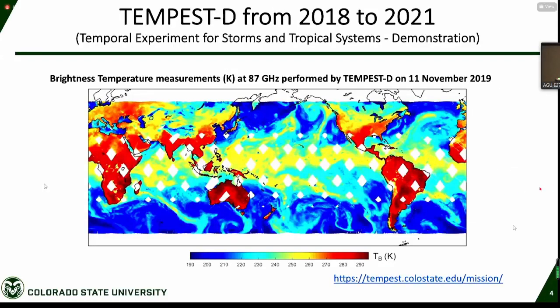Before the full launch of the CubeSats, Tempest-D was launched in 2018 to demonstrate the ability of the CubeSat. As we can see from this figure, this CubeSat performed pretty well. The ocean and land are distinguished, and we can also see the distribution of cloud. However, in 2021, Tempest-D was deorbited.